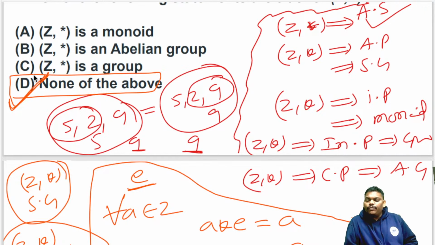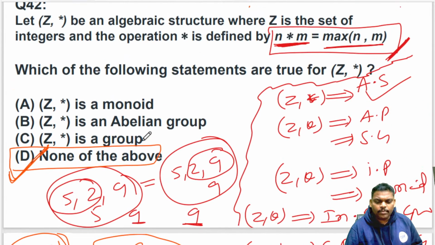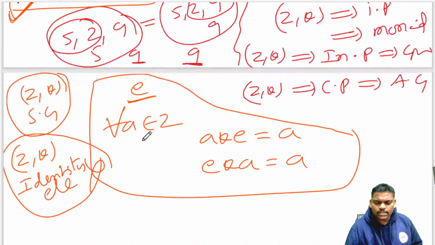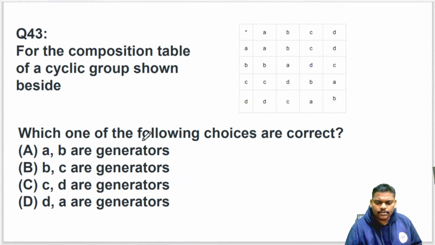You have to say a specific number. You cannot say minus infinite, you cannot say plus infinite. That means undefined. Please be careful. So let's move to the next problem. 42 over, go to 43.